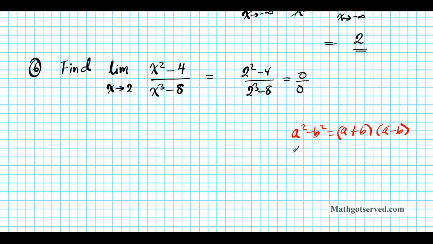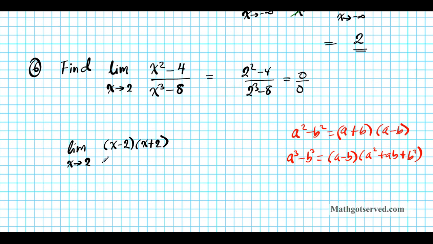And then the denominator is the difference of cubes. So we can use the formula a cubed minus b cubed equals a minus b times a squared plus ab plus b squared. Okay? All right, so that's what we're going to use to factor the denominator. Let's go ahead and apply these two formulas here. It's going to give us the limit as x approaches 2. The numerator factors into x minus 2 times x plus 2.